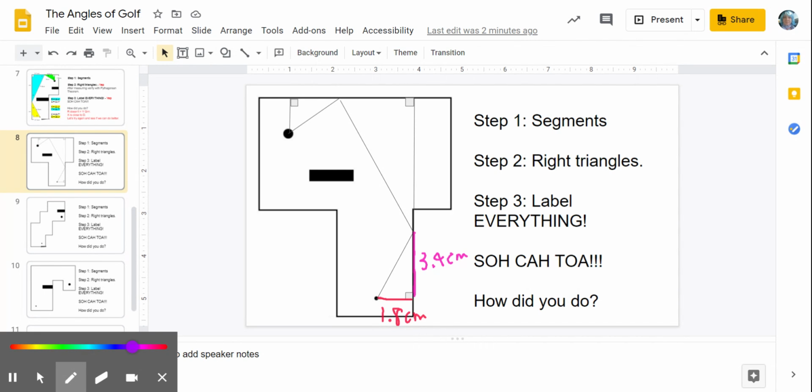Then we're going to use Pythagorean theorem to find the hypotenuse. Anybody get the hypotenuse? That's 1.8 squared plus 3.4 squared, and then you take the square root. 3.85. So now we've got to do that 2 more times.